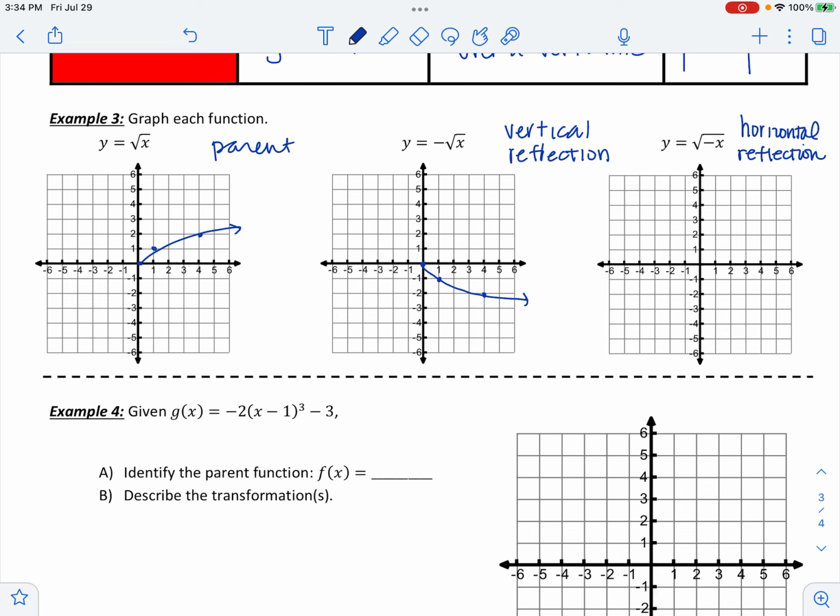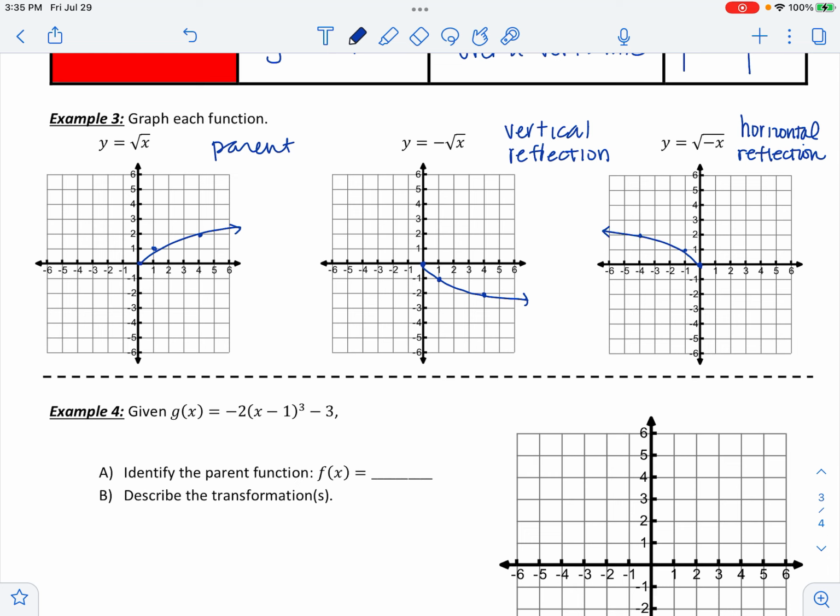Okay. All right, when we plug in 0, negative 0 is still 0, square root of 0 is 0. We plug in 1, we get an imaginary number. Can't do it. So we can plug in negative 1 instead. Negative 1 is positive 1, square root of that is 1. Plug in negative 4. Negative 4 is positive 4, square root of that is 2. And that's why it looks like that.